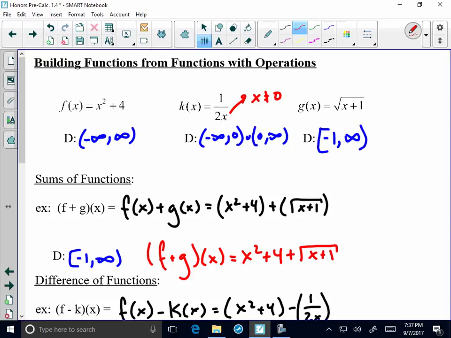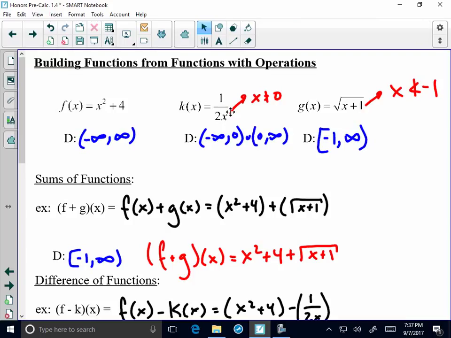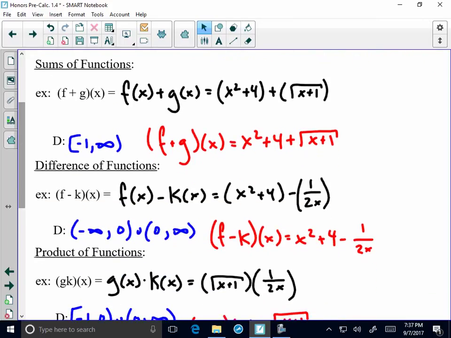And for our g of x, we've got the square root of x plus 1. So here, x cannot be less than negative 1, or we'll get a negative under our even radical. And so our domain is from and including negative 1 to positive infinity. So for the most part, these combinations of functions are pretty intuitive. Looking at the sum of our functions, we've got f of x plus g of x. So that's, again, the equation for f of x plus the equation for g of x.